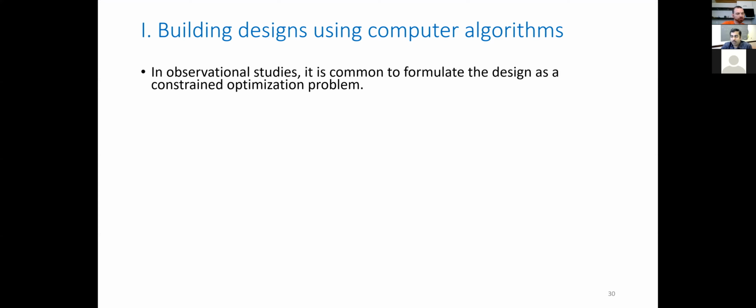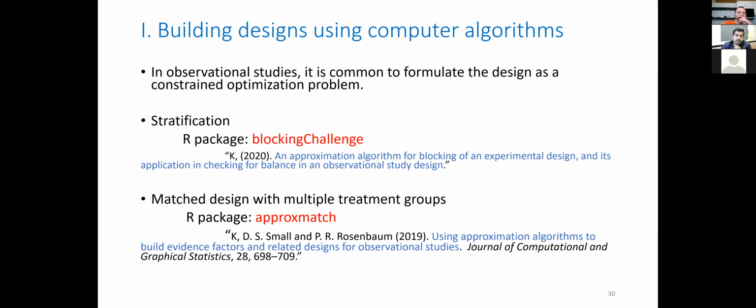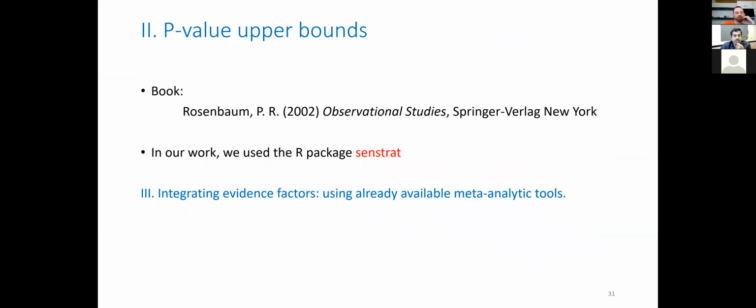So for example, the way we did it, we used a stratification method and we used the package blocking challenge. But you can also use other designs. For example, you can use matching on multiple treatment groups. And we have a nice set of results using more of an algorithmic perspective to this design problem. So either of these two packages can be helpful if you're looking for how to start with an evidence factor analysis.